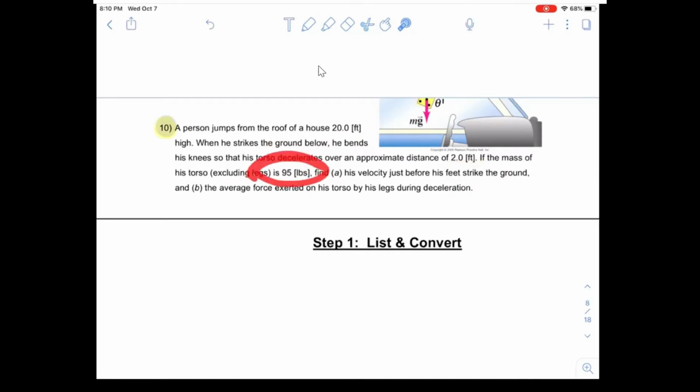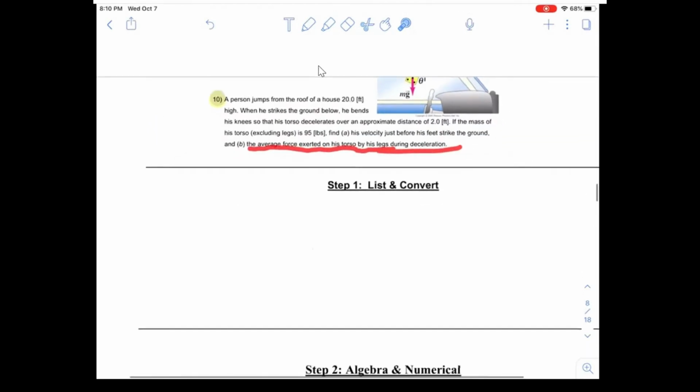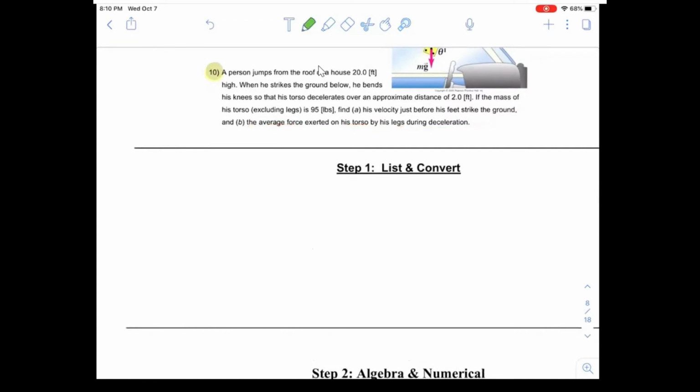All right, so the mass of his torso is given. What's the velocity just before his feet strike the ground, and the average force exerted on his torso by his legs? Okay, so I'm just going to list this first. He's going to be falling 20 feet.